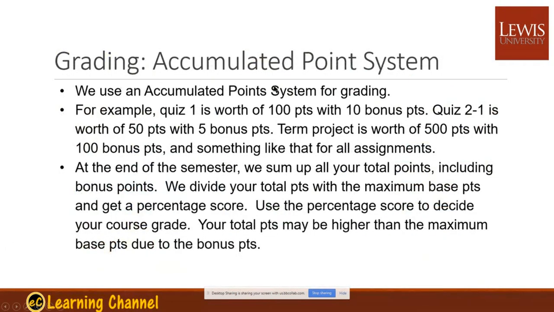About the grading system of this course, we use the accumulated point system. Each quiz, each homework, or each project will be assigned certain points, and then you will sum up a total point. That total point will be divided by the base point, the maximum base point, and you will get a percentage score. That means your total point may be more than that, because we will give you some bonus points from time to time in each exam and quiz, and also for the projects.